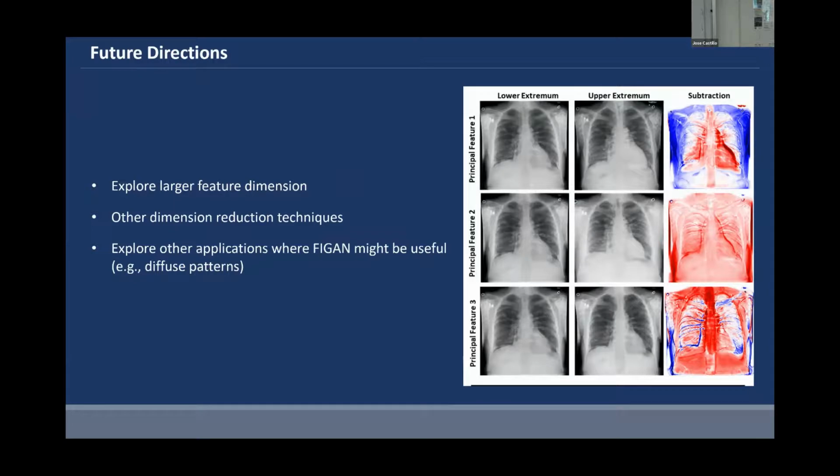Future directions. Definitely explore larger feature dimensions. We limited it to 3, but maybe we can go to 4 or 5. Not sure. Other dimension reduction techniques. This is an example of implementing partial least squares to the features for linear dimension reduction in a network that used X-rays as input to predict brain natriuretic peptide, which is a peptide correlated with heart health.